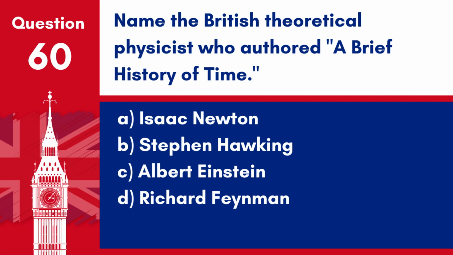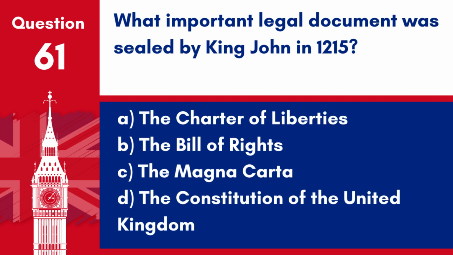Answer B. Stephen Hawking. Stephen Hawking, the British theoretical physicist, authored A Brief History of Time, introducing complex concepts of physics to the general public. Question 61. What important legal document was sealed by King John in 1215? A. The Charter of Liberties, B. The Bill of Rights, C. The Magna Carta, D. The Constitution of the United Kingdom.